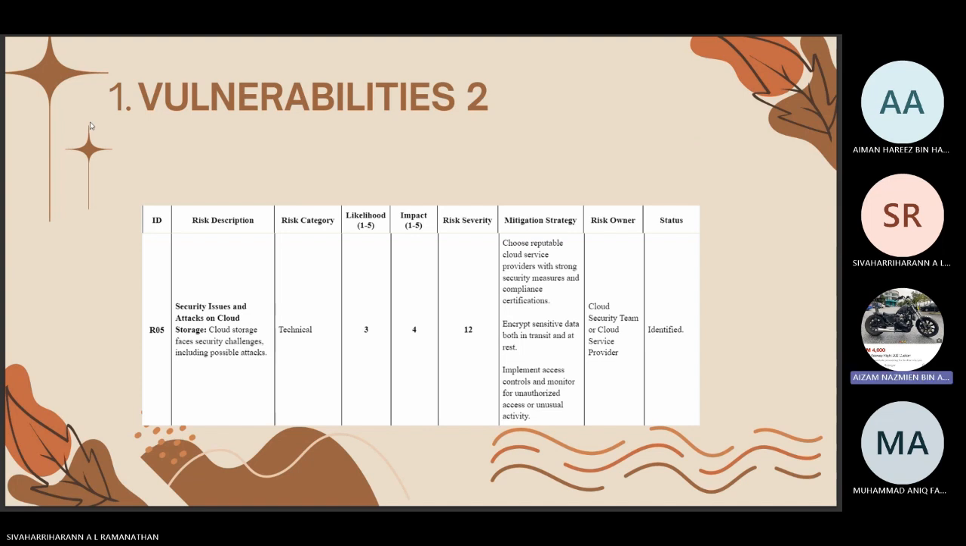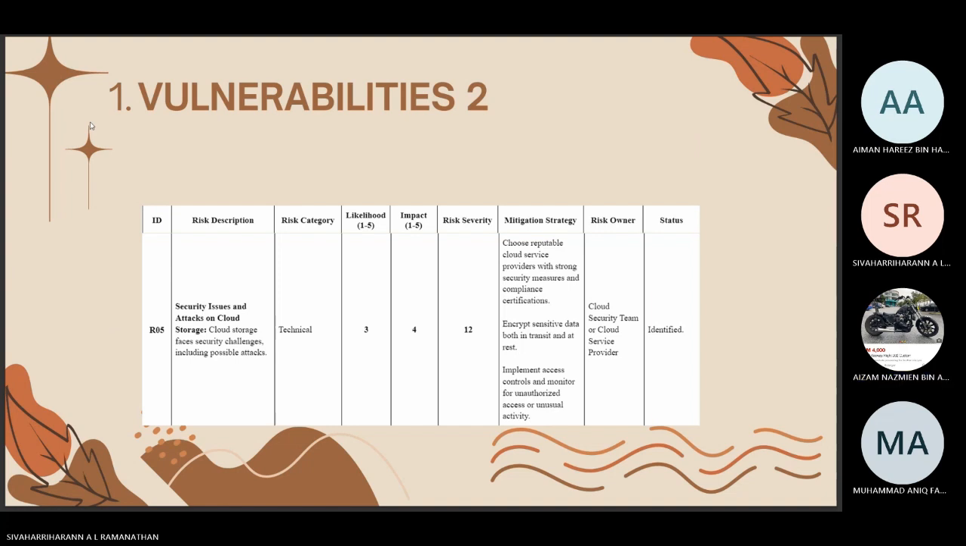Next, we have vulnerabilities. The risk register identifies a technical risk R05 associated with security issues and attacks on cloud storage, which faces various security challenges. The risk is assessed with a likelihood of 3 and impact of 4, resulting in a risk severity score of 12. Mitigation strategies include choosing reputable cloud service providers with strong security measures and compliance certifications, encrypting sensitive data both in transit and at rest, and implementing access controls by monitoring for unauthorized access or unusual activity. The responsibility for addressing this risk lies with the cloud security team or the cloud service provider. The status of the risk is currently identified.